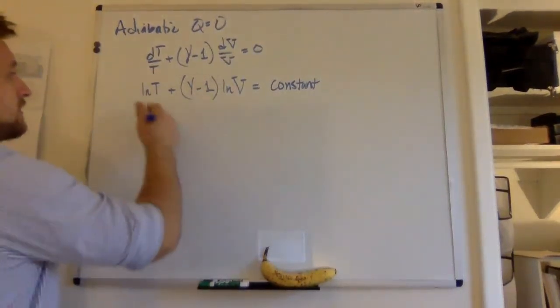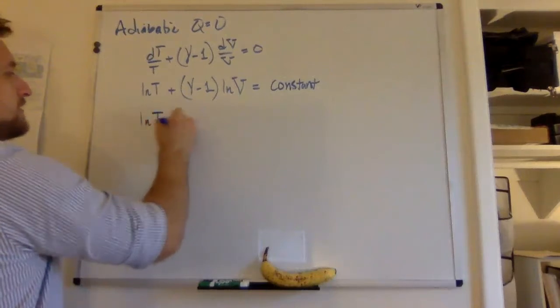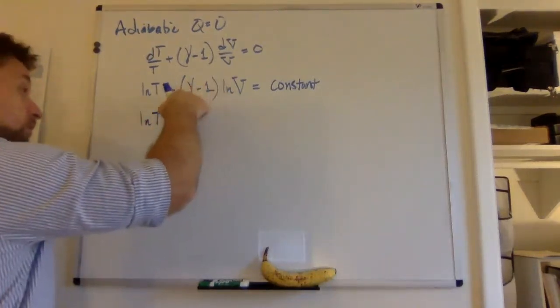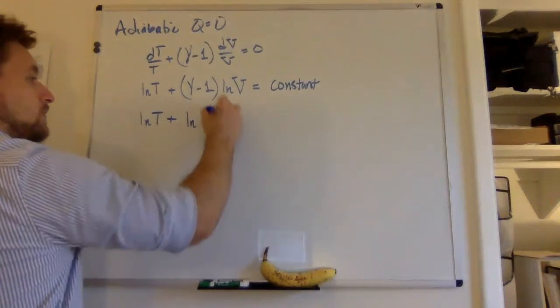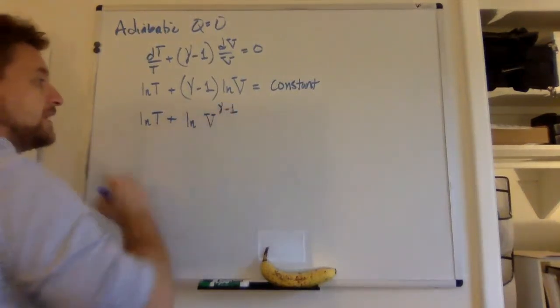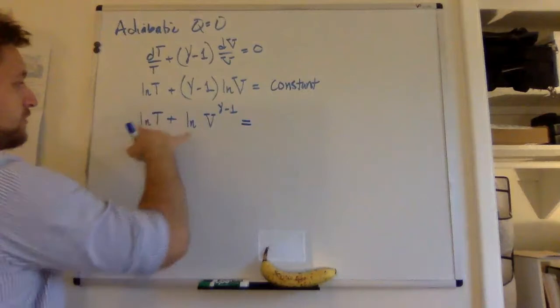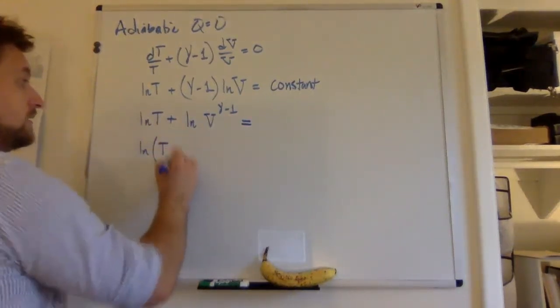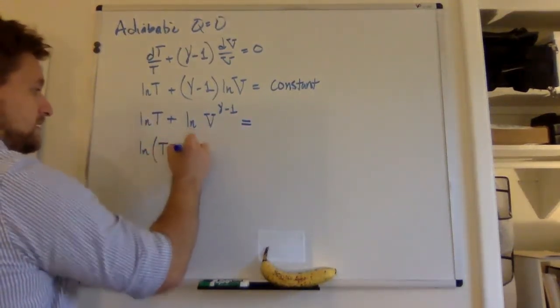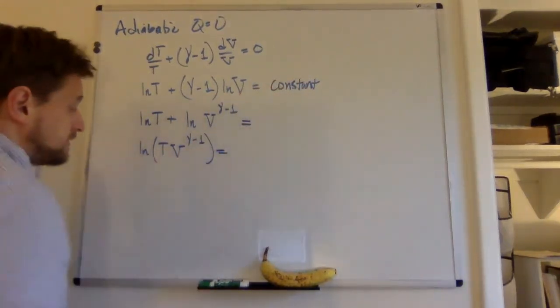The rules for logs allow us to combine the natural log of t. This coefficient of a log is the log of the thing raised to the power gamma minus 1. And the sum of two logs is the log of the product, t v to the gamma minus 1 equals, again, some constant.